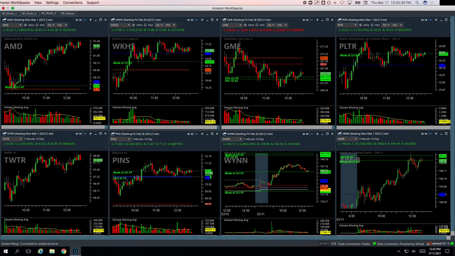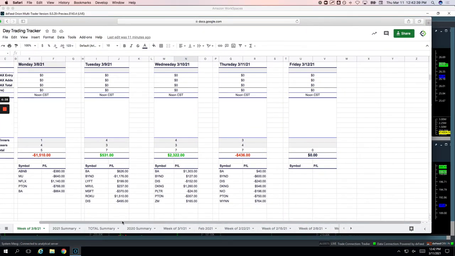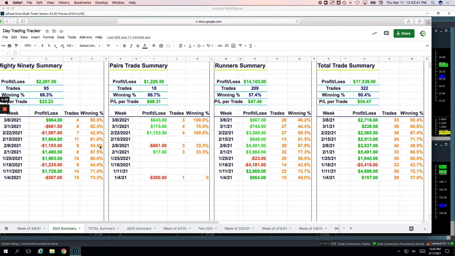495 on the day. And then for the week, let me bring back my tracker. For the week, did 2716. So winners across the board in all strategies. 907 on the runners, 845 on the pairs trades, and 964 on the Mighty 90s.